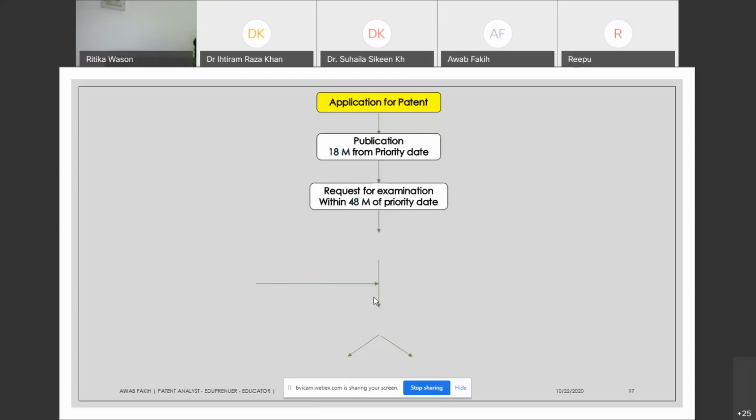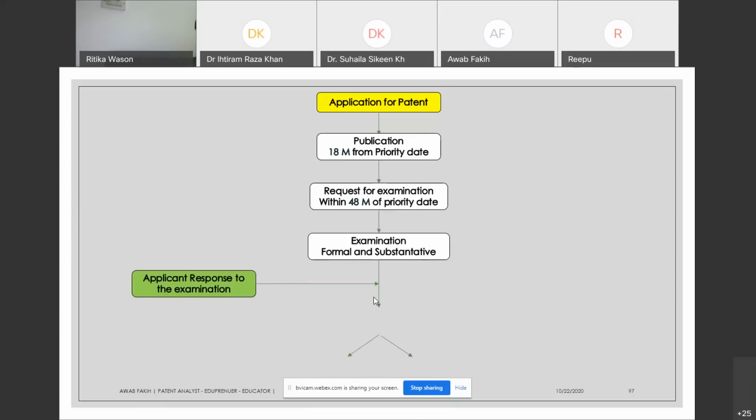And if you want to expedite your process with the examination, you can use Form 18A. Okay. So once you file for examination, you have to prepare for the examination and face it, give the response to the committee, to the controller, to the examiner, and the controller and examiner will come to conclusions. Let's say there are two conclusions. One would be yes. One would be no.